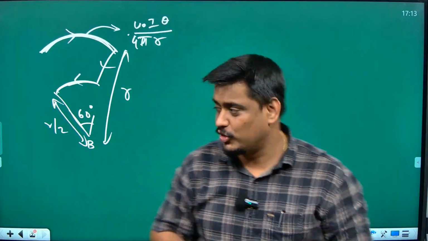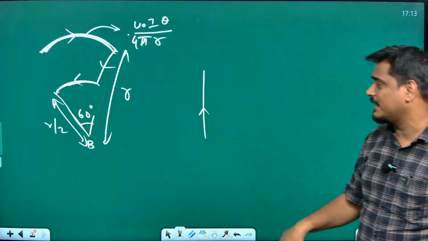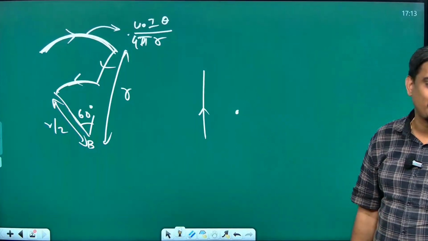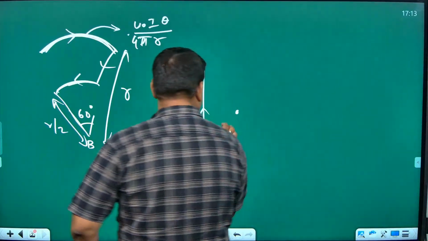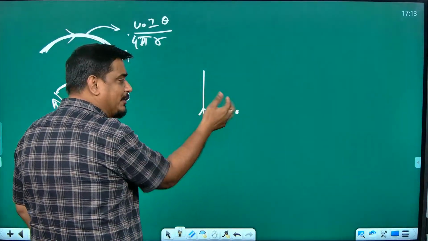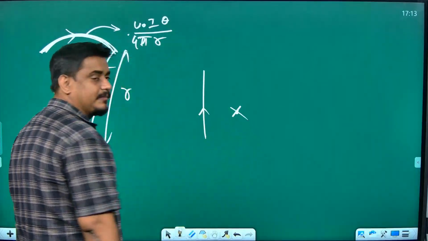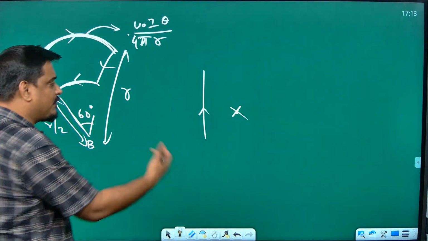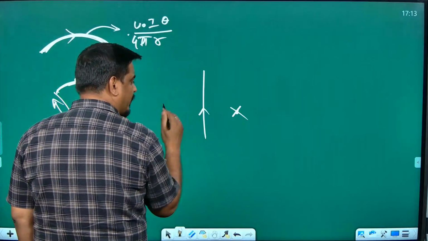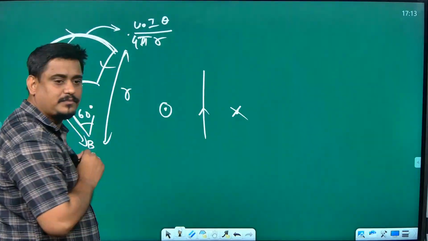Very simple. So suppose I am having a straight current carrying conductor. I am asking you here, what is the direction of magnetic field? You will keep your thumb on the current direction. The 4 fingers will go into the plane. You will say into the plane. If I ask you left side, your 4 fingers are trying to come out of the plane. You will say out of the plane.